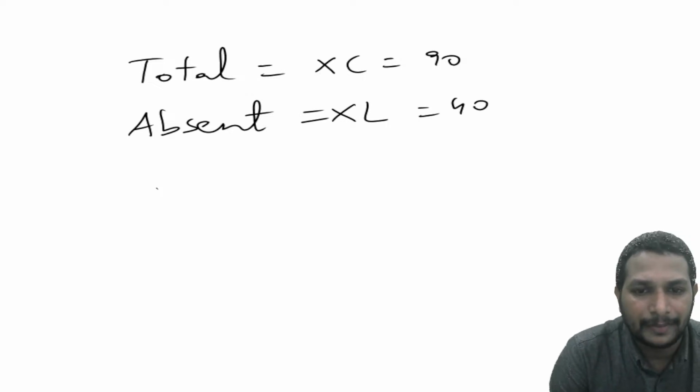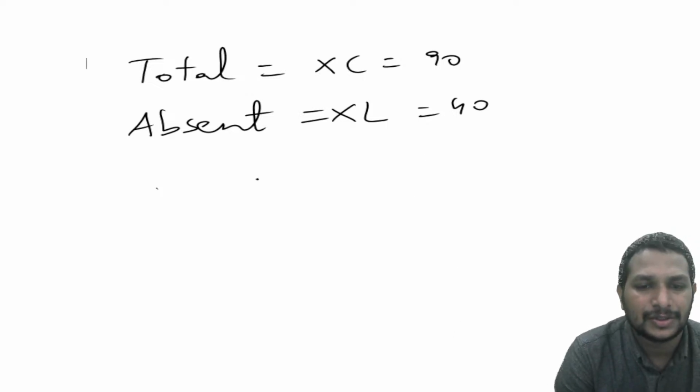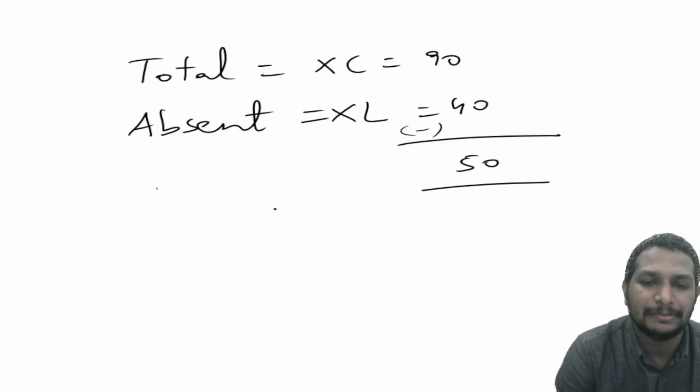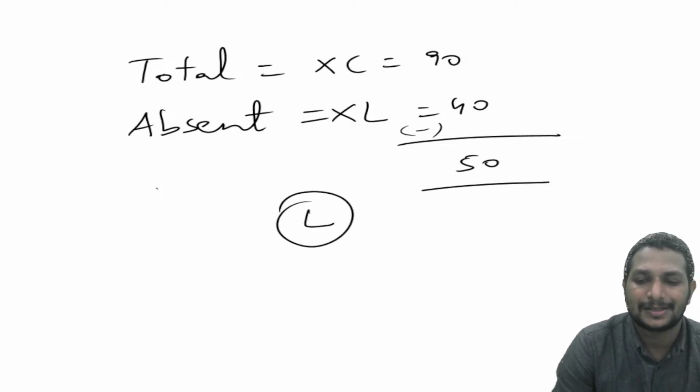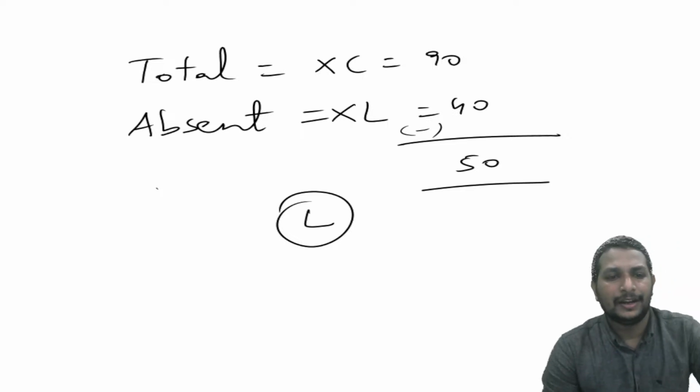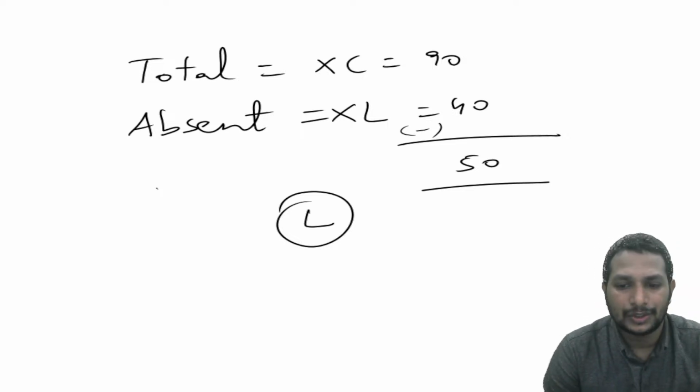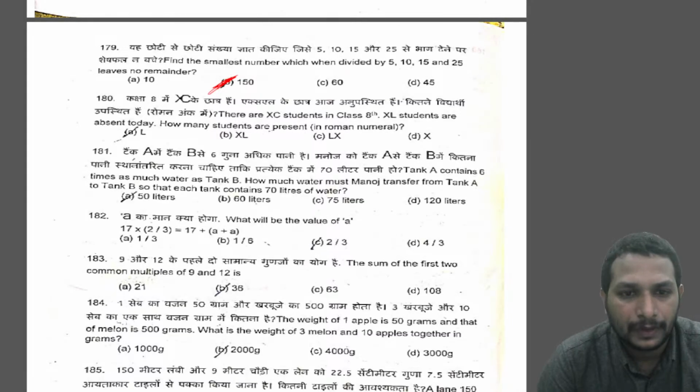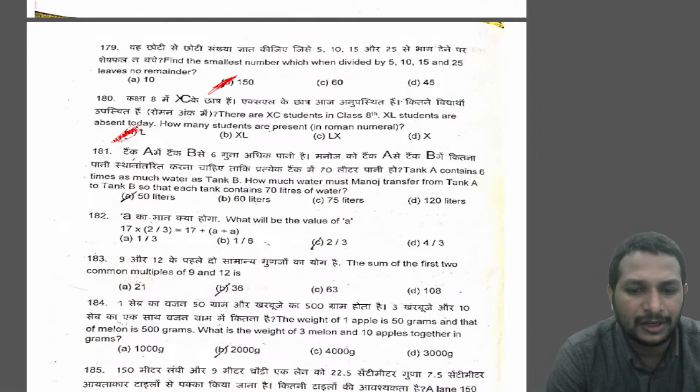Asking how many students are present. So as we know the total students and as we know the number of students absent, students present will be what? Subtraction of this. That's nothing but simply L in Roman numerals. Okay, L in Roman numerals. Let's see that. It's nothing but option A.